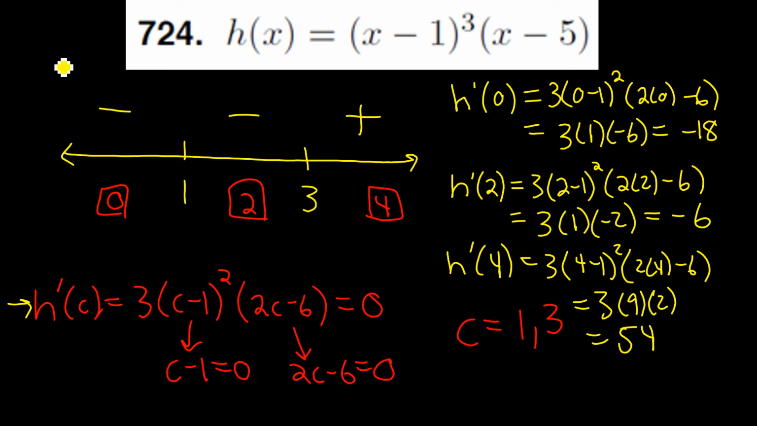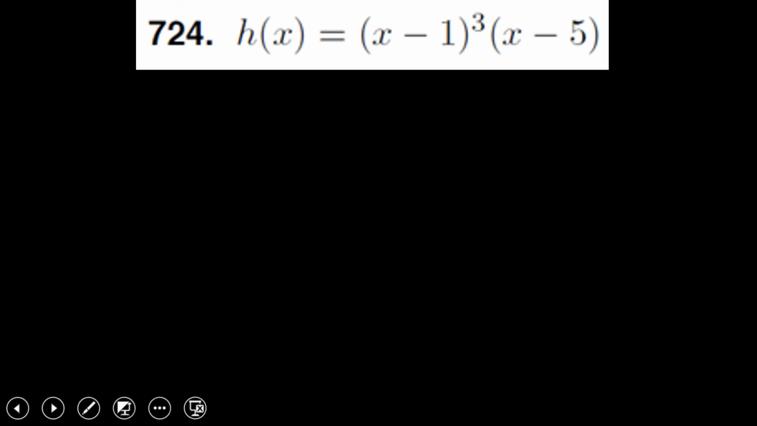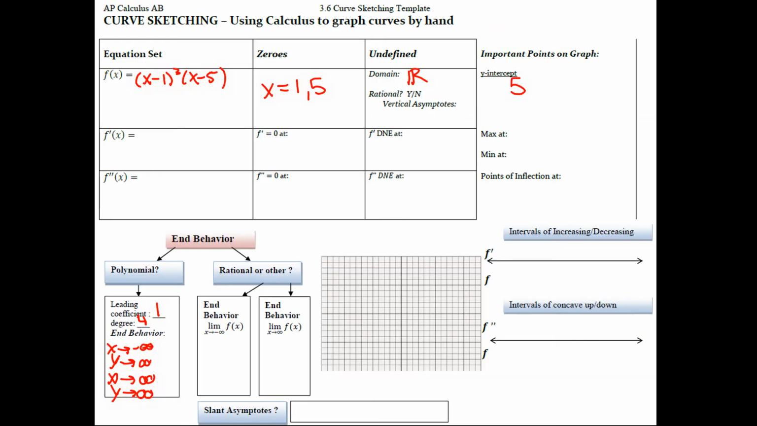Okay, so we had 3 times x minus 1 squared times 2x minus 6 as the first derivative. It equals 0 when x equals 1 and 3. It does not exist nowhere, so that doesn't matter. We know our intervals of increase and decrease. So we've got 1 and 3, and we know it's negative, negative, positive.